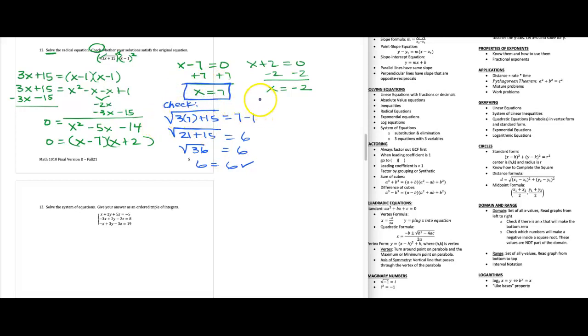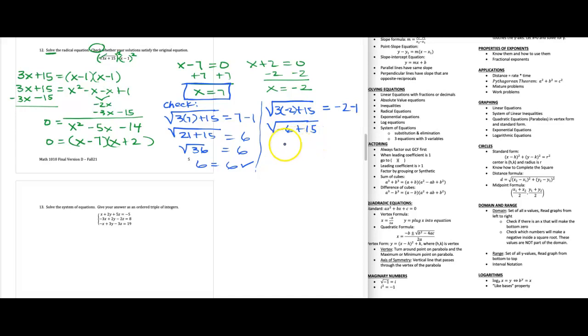Okay, but now I've got to check the other one, because it could be that one or both or neither solution works. So we've got to check the other one now. Let's put -2 in here and see what happens. So I've got the square root of 3 times -2 plus 15 equals -2 minus 1. Okay, so I get square root of -6 plus 15.